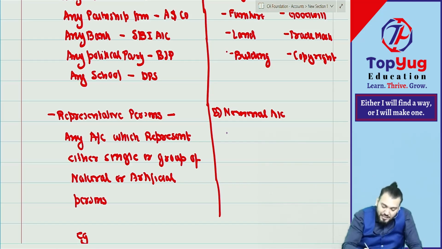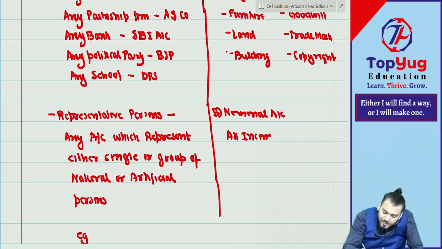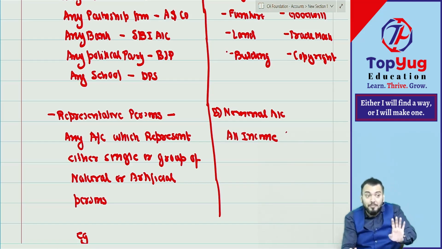Correct? Means, can I say all incomes? Whenever we say income, income includes gains. When I am saying income, income includes gains.